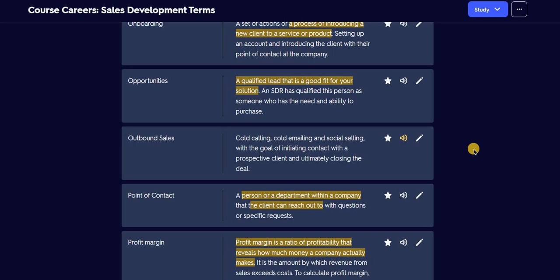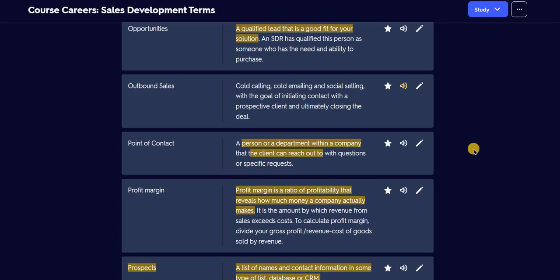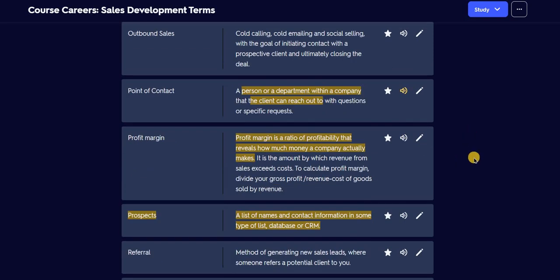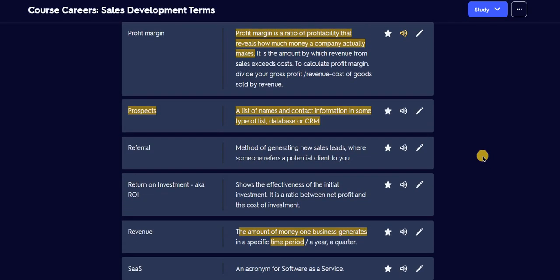Outbound sales. Cold calling, cold emailing, and social selling with the goal of initiating contact with a prospective client and ultimately closing the deal. Point of contact. A person or a department within a company that the client can reach out to with questions or specific requests. Profit margin. Profit margin is a ratio of profitability that reveals how much money a company actually makes. It is the amount by which revenue from sales exceeds costs. To calculate profit margin, divide your gross profit (revenue minus cost of goods sold) by revenue.